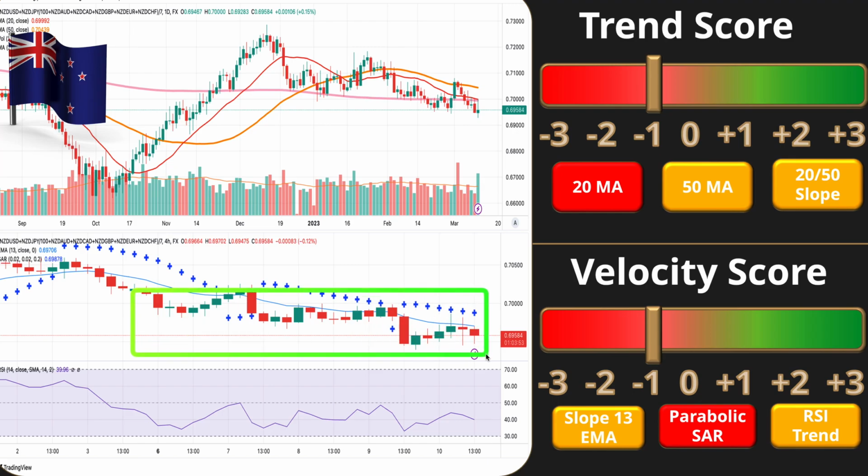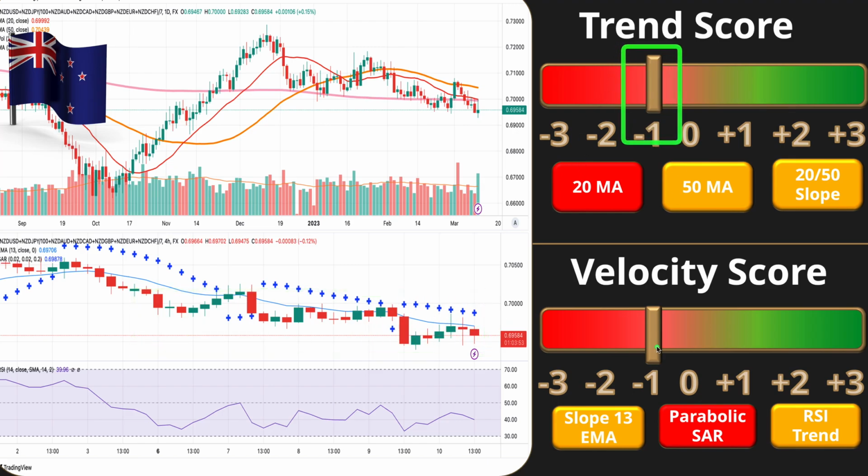But these are not aggressive. The trend score is a -1 and the velocity is a -1. So it's not really aggressively weak. That's why we have to not play that with an aggressive strategy. You want to play that with a milder strategy.